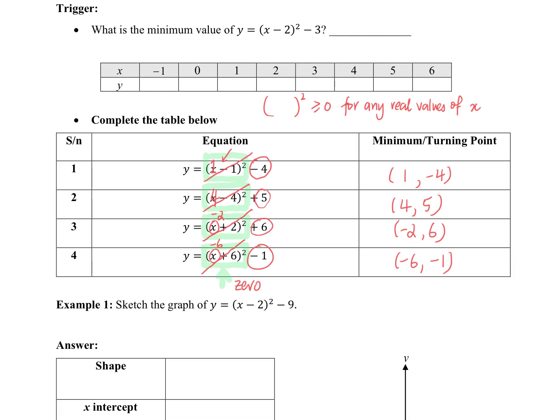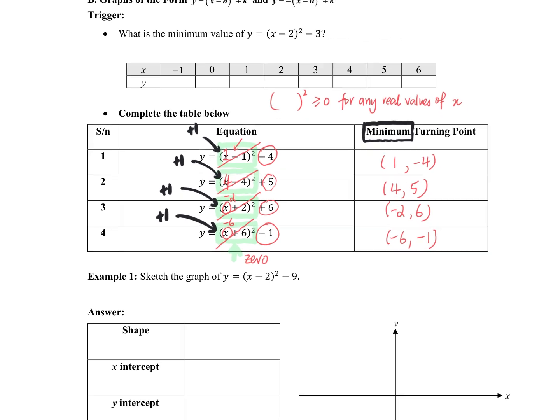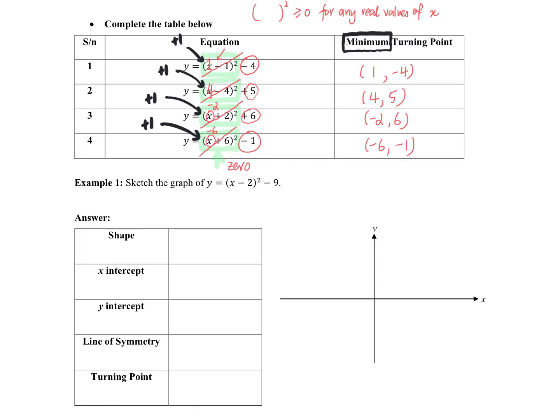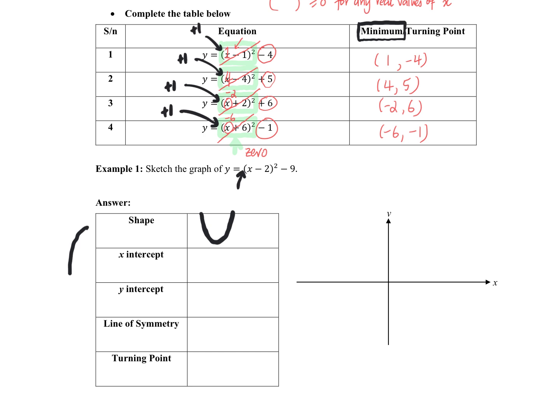Okay, but why minimum point? How did they decide that it's minimum? Why not maximum? Because the coefficient here is positive 1. Right? When it's positive, we are happy, we smile. That's why it's a minimum curve. So one thing about completed square form is, first you look at the shape. It's smiling because it's a positive coefficient. Second thing you do, it's the turning point. You straight away jump to the turning point.